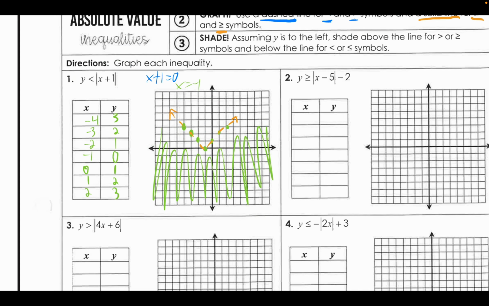So once again, really the two changes here was, since we did not have an or equal to, we just had less than or greater than, we did the dashed line versus a solid line, and then we shaded accordingly for whether y was less than or greater than those.